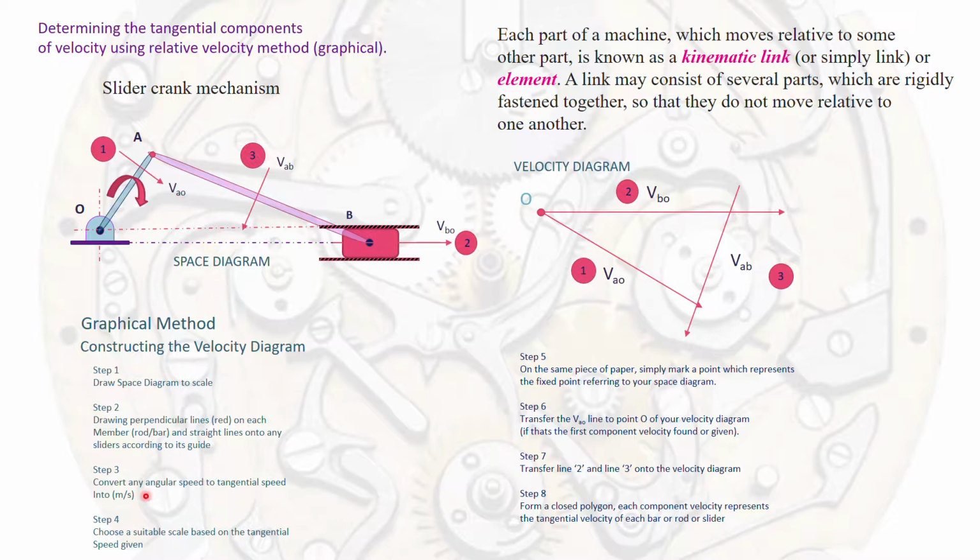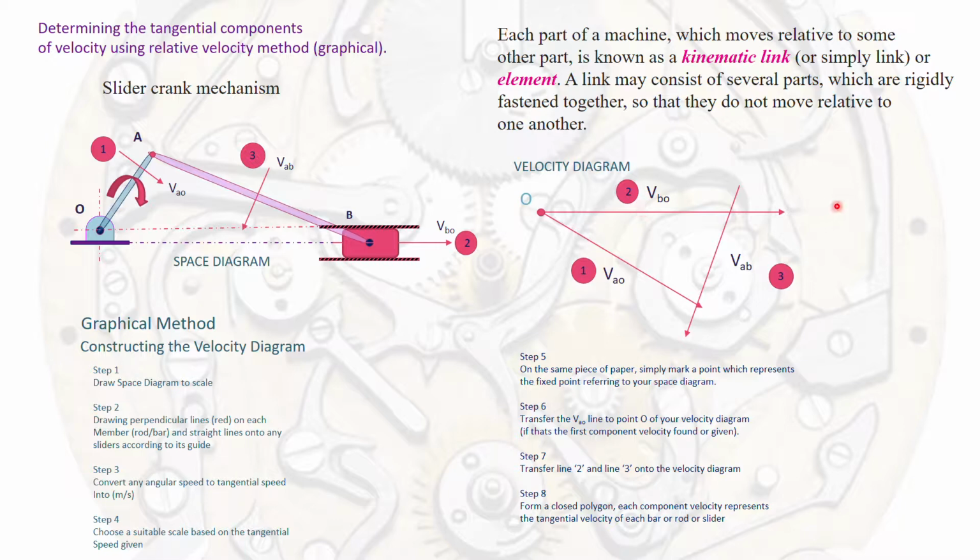So once you have converted it into meter per second, you have this VAO. Once you got this value, you can use a scale by taking 1 cm as equivalent to how many meter per second, and then you get the magnitude of the line that you are going to draw, that means the length of the line. So first thing is you put a fixed point, any fixed point within the empty space of your paper. Just simply put a point, and the first point that you put must be referring to the point O, anywhere you like.